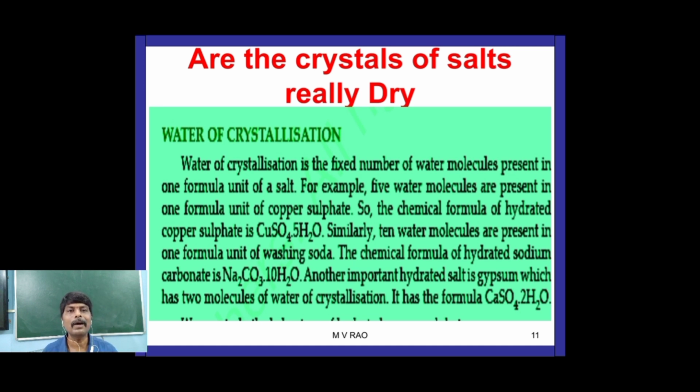So what is the formula of white copper sulfate? Only CuSO4. What is the formula of blue copper sulfate? CuSO4·5H2O. For white CuSO4, you add a little water, again you will regain that blue color. So these are the crystalline salts.